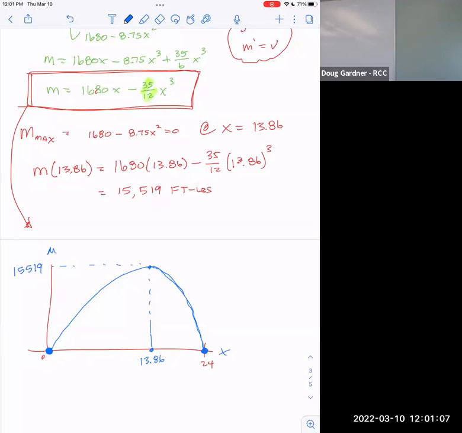15,519, that would be a complete moment diagram now, because you got to learn from it. The 15,519 has got to be on there. That's the only reason you made this graph in the first place. And so does the 13.86, I think. So it's kind of cool that calculus and the graph are saying the same thing.